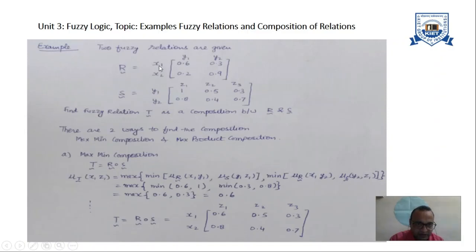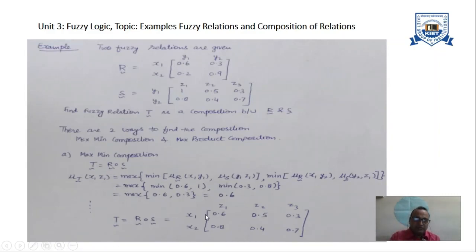See here once again, x1 to y1 its cost is 0.6, y1 to z1 its cost is 1. We will keep the minimum one. Minimum one is 0.6. From the first way its minimum value is 0.6. Now another is x1 to y2, its cost is 0.3, and y2 to z1 its cost is 0.8. We will take the minimum, that will be 0.3. So out of 0.6 and 0.3, the maximum value will be 0.6.